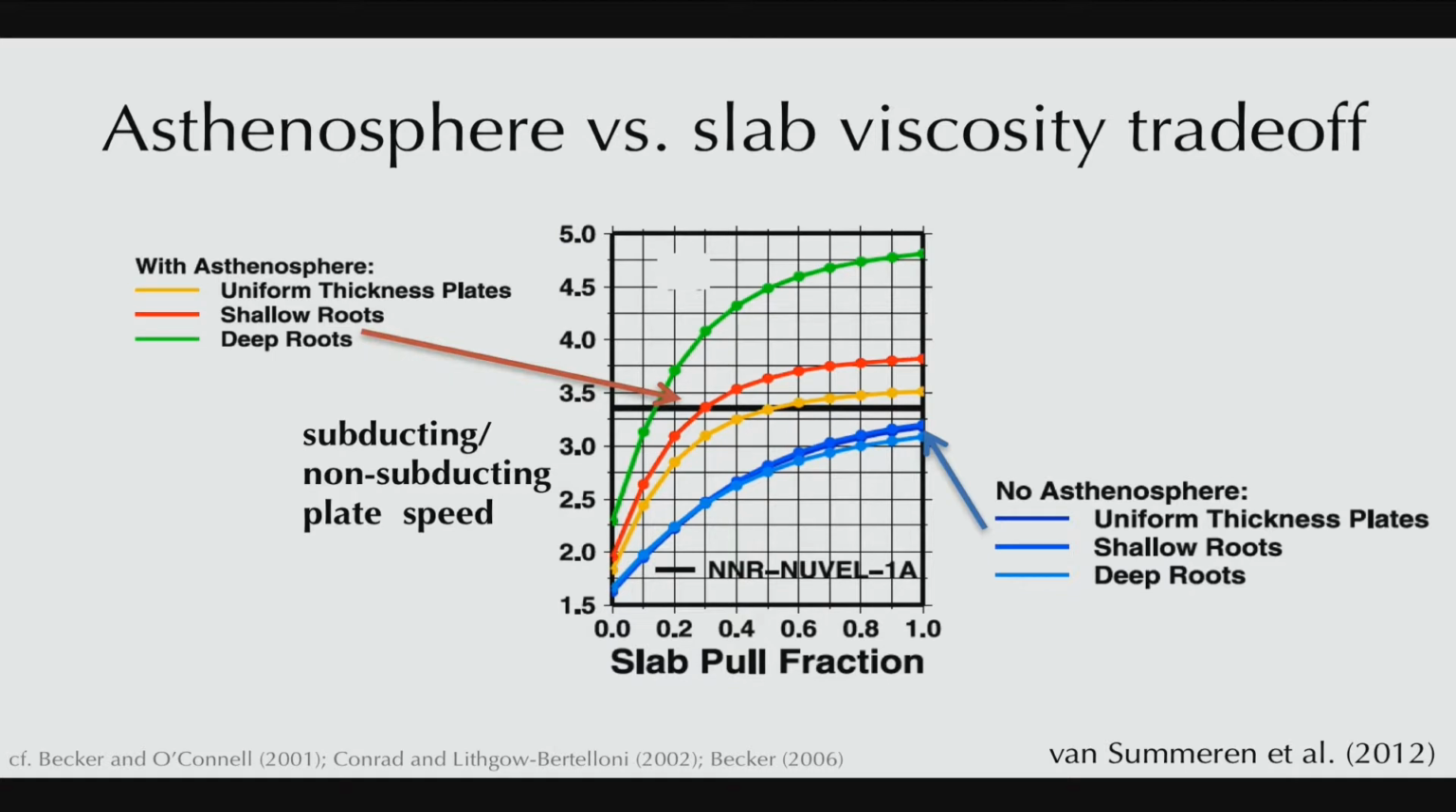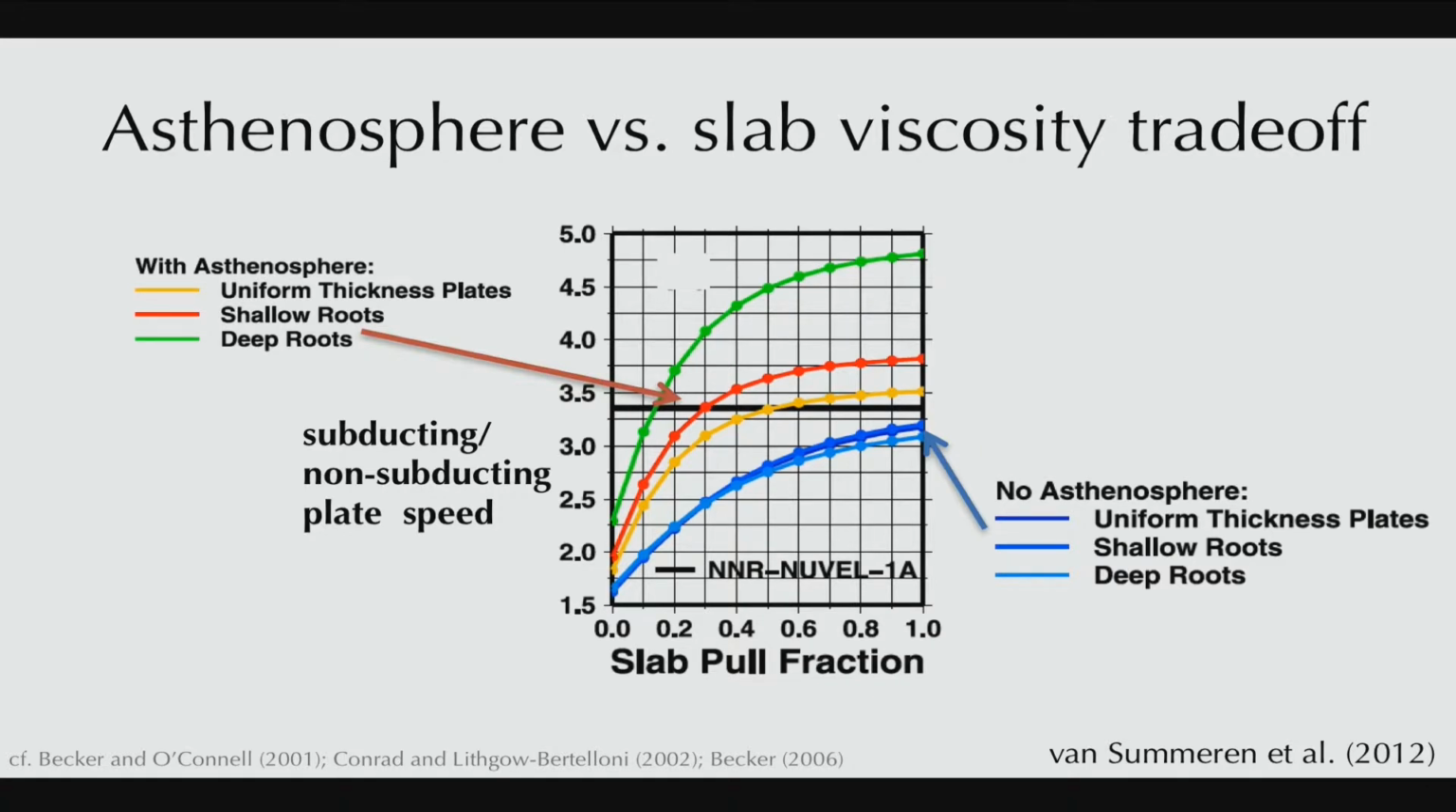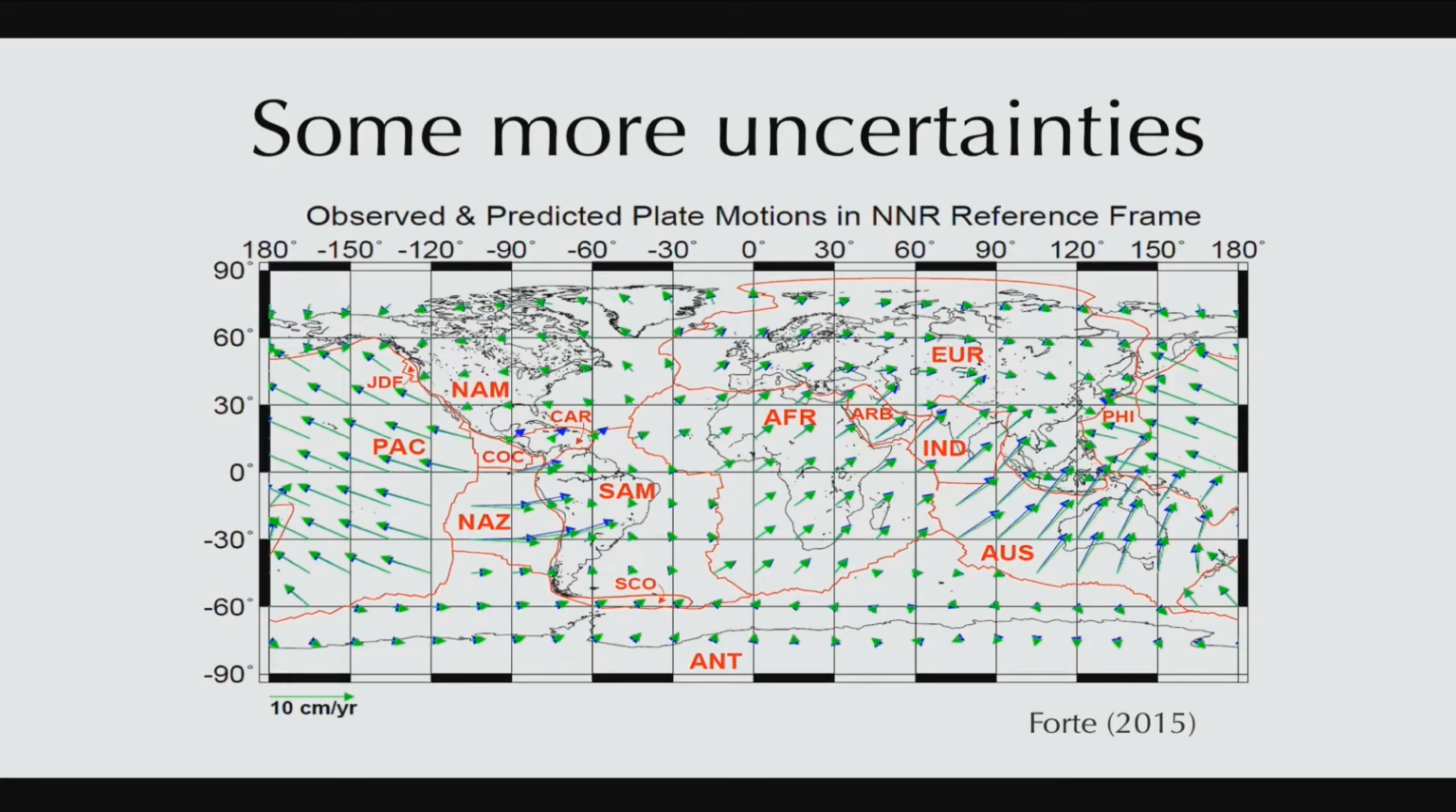So there's a trade-off, and if we look at two different models, one that has no asthenospheric viscosity reduction here in blue, and one set that has different kinds of viscosity reduction, then it takes a different amount of slab pull to reach the observed ratio of about 3.4 of subducting to non-subducting plate speeds. So you have different answers: a lot of slab pull, or less slab pull given asthenospheric viscosity reduction. This is one example of a trade-off between the strength of the slab and the strength of the asthenosphere that complicates the experiment. And we're still trying to wrap our heads around that.